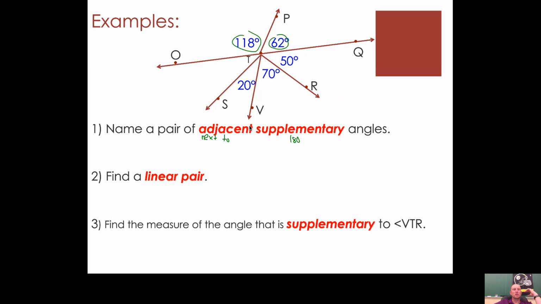118 and 62 definitely add up to 180, and they're also next to each other. So these are your adjacent supplementary angles. We just need to name the angles with the letters. So the 118-degree angle is angle PTO. The 62-degree angle is angle PTQ. That's a great example. Now, there's other answers here also, and we'll talk about those more as we go.